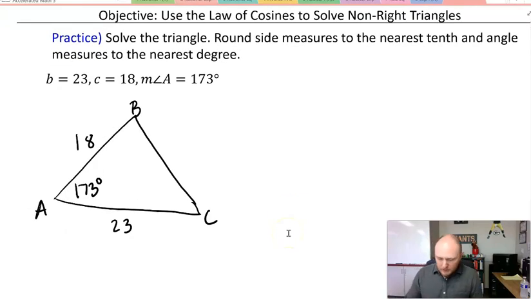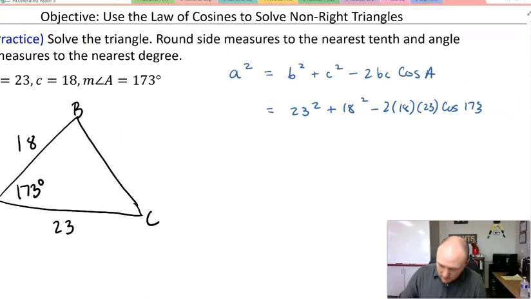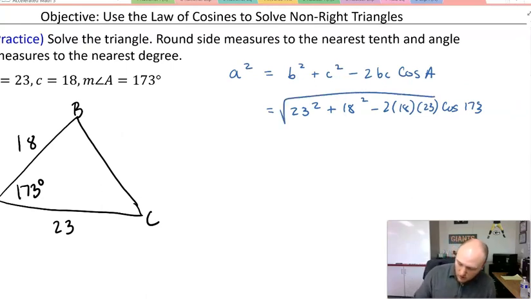All right, hopefully you went ahead and did that. Here is what you should have gotten. Remember, law of cosines: a squared equals b squared plus c squared minus 2bc cosine of a. So given all of this information, we have 23 squared plus 18 squared minus 2 times 18 times 23. I might have flipped those. Times cosine of 173. And then you're going to square root all of that to give you side A.